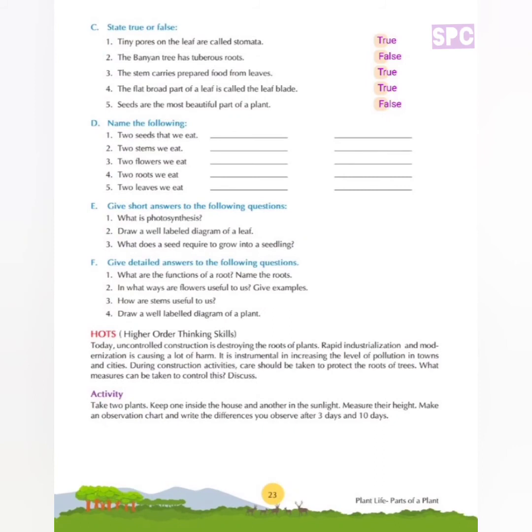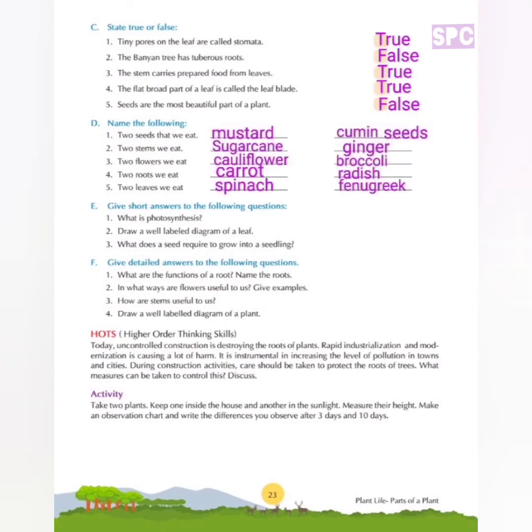First, 2 seeds that we eat. Children, here I have written mustard and cumin seeds. These 2 seeds are used as spices to flavor our food. You can write the names of any lentils like gram, kidney beans or cereals like rice, wheat, etc. They all are seeds. Next question.